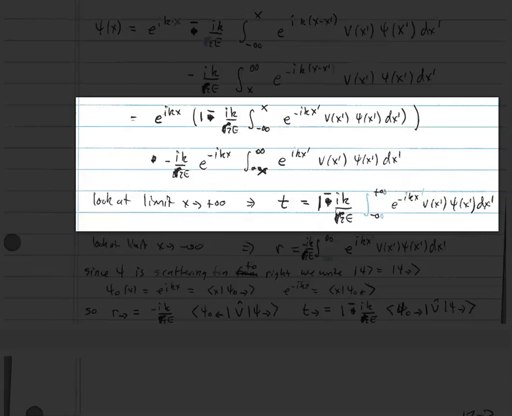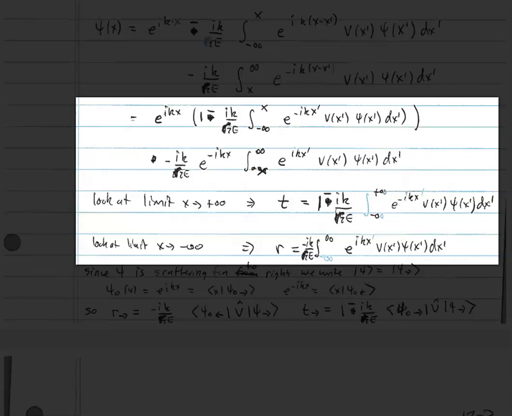It's 1 minus ik over 2e, integral minus infinity to plus infinity, e to the ik x prime, v of x prime, psi of x prime, dx prime. If we look at the limit x goes to minus infinity, we can pull off the r, the reflection coefficient. And that reflection coefficient is the coefficient of the e to the minus ikx, because that's the wave that is going to be moving to the left. And so that r coefficient is minus ik over 2e, integral from minus infinity to infinity, e to the ik x prime, v of x prime, psi of x prime, dx prime.